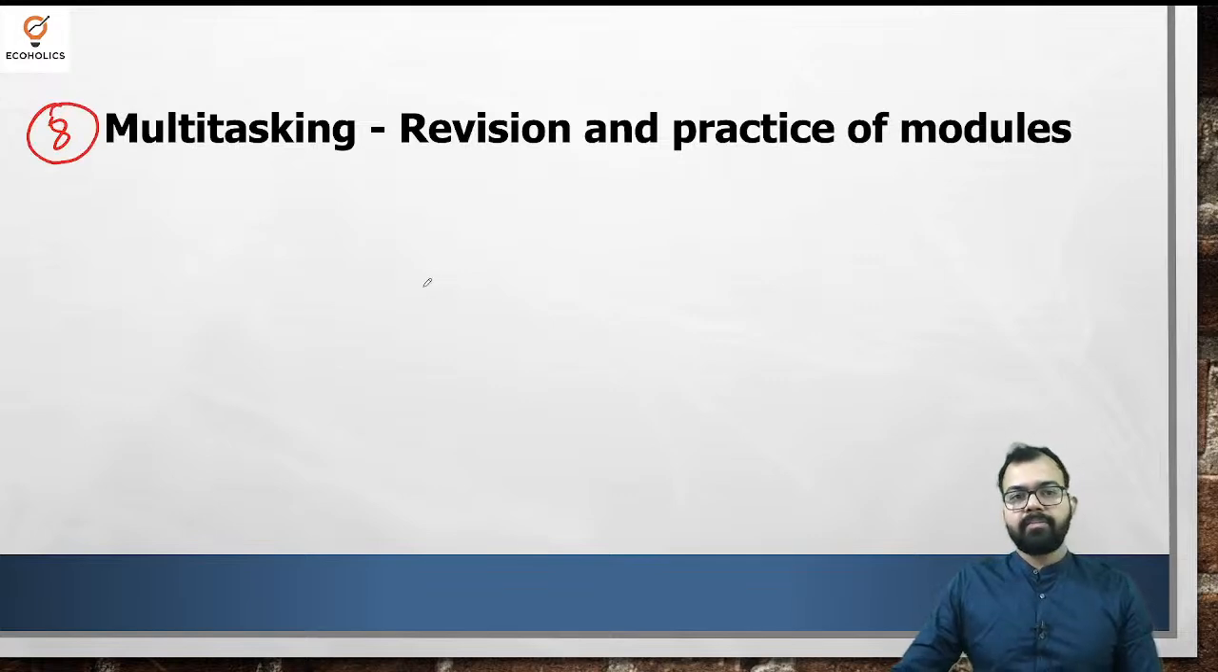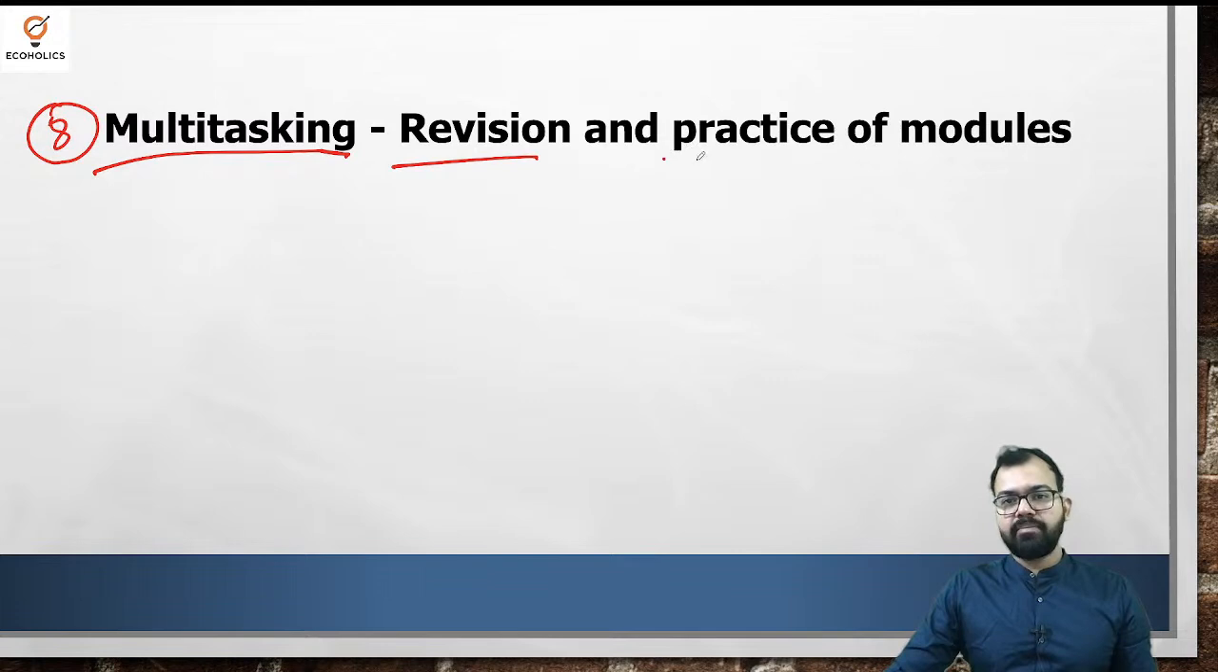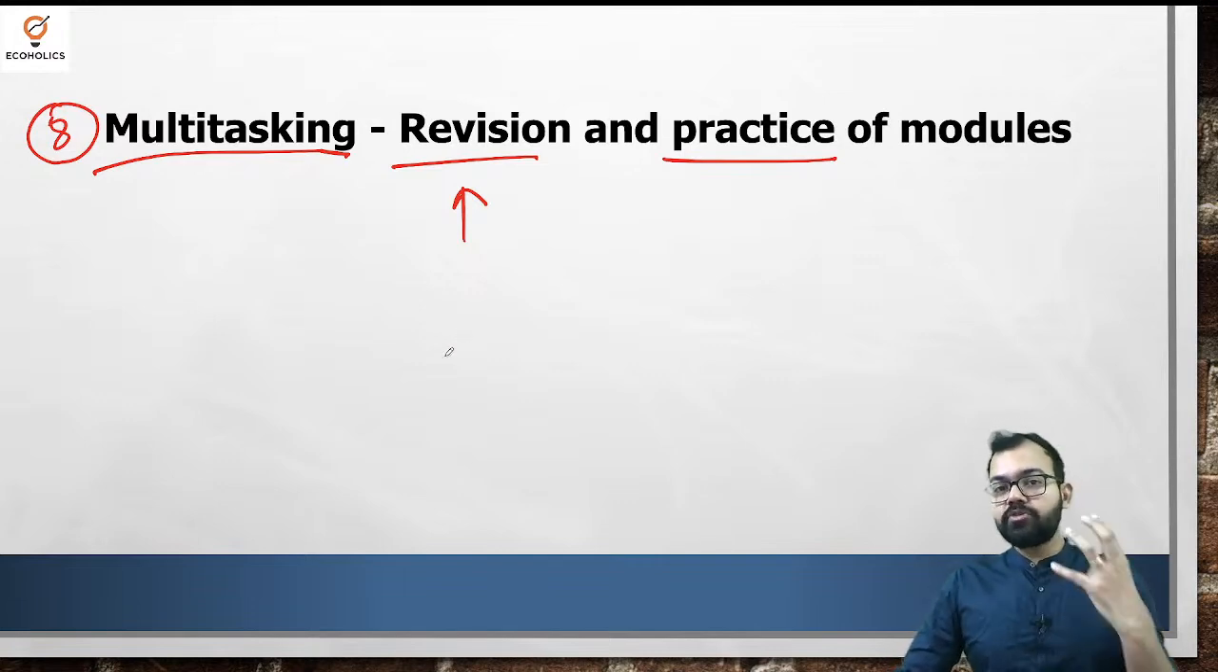8th, multitasking, revision and practice of module. I told you that revision is the most important thing, because we as human beings tend to forget.